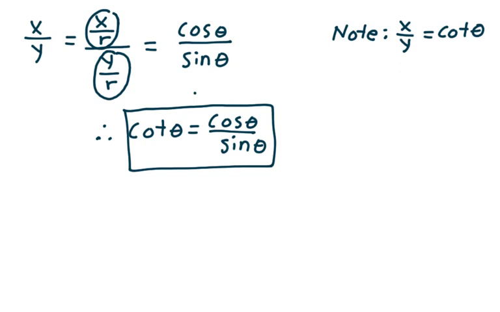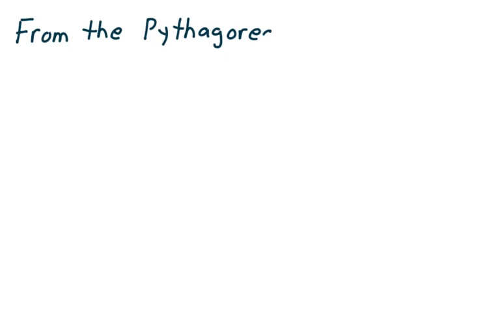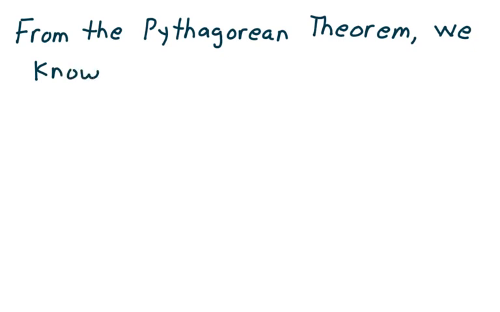Now, let's take a look at something. From the Pythagorean Theorem, we know x squared plus y squared is equal to r squared.